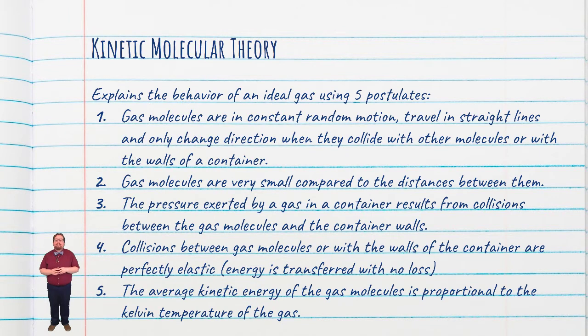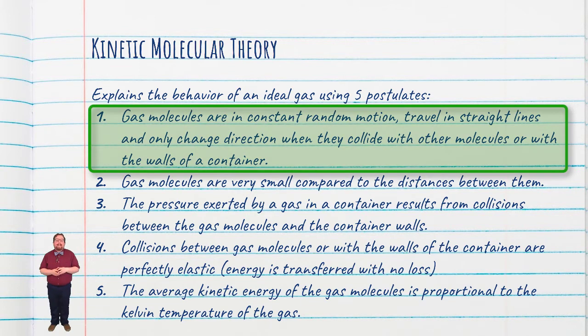The kinetic molecular theory is a simple, microscopic model that explains the behavior of an ideal gas. In other words, the 5 postulates that I'm about to read explain what it means for a gas to act ideally. Number 1. Gases are composed of molecules that are in constant, continuous, random motion. They travel in straight lines and only change directions if they hit each other or the walls of the container they're in.